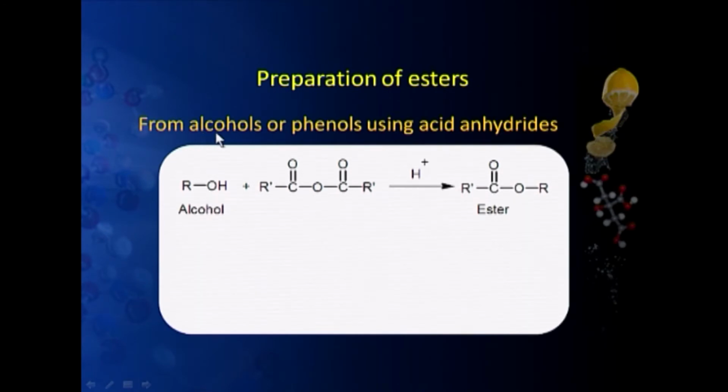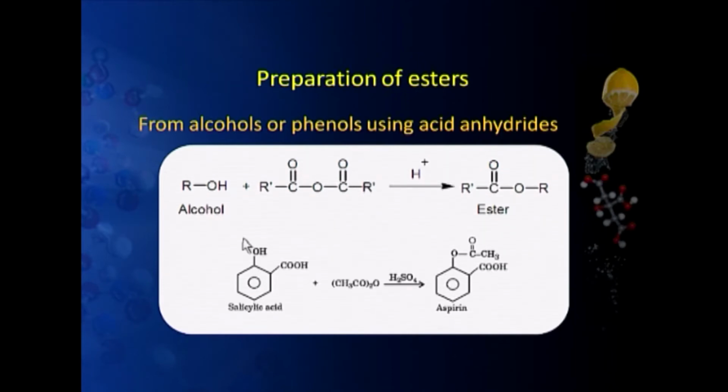Then we can get esters from alcohols or phenols using acid anhydrides also. Acid anhydrides react with alcohols or phenols and a molecule of acid is eliminated. The alcohol part goes with one of the acyl parts and the other goes as acid molecule. This reaction is also assisted with a few drops of concentrated sulfuric acid. For example, salicylic acid, a phenol, can form the corresponding ester using acetic anhydride in presence of sulfuric acid. We get acetyl salicylic acid. The acetylation of the hydroxyl has occurred using acetic anhydride, and this is used as a medicine called aspirin.